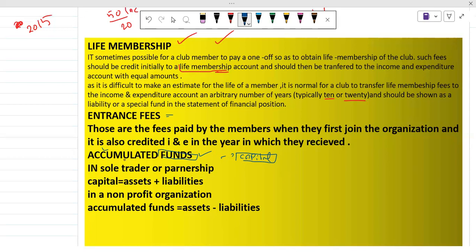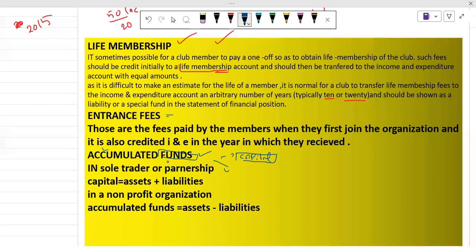So mostly, you will see this question in your exam. The probability of this question coming in your exams is high. Accumulated funds are very important. It is very important because I have seen many times that the examiner asks how to calculate the accumulated funds.